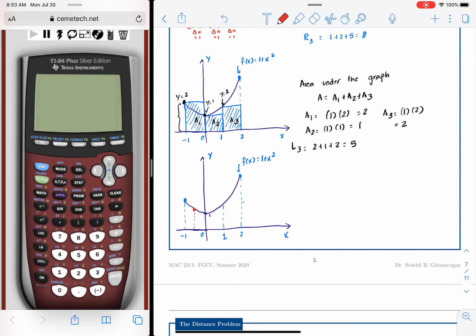And we will get -0.5. The midpoint between 0 and 1 is 0.5. The midpoint between 1 and 2 is 1.5, or 3 over 2. So now my rectangles should be constructed in this manner.